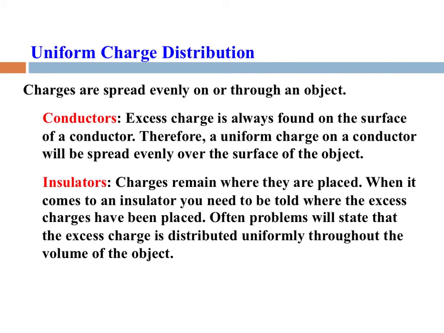Now, we know that for conductors, excess charge is always found on the surface of a conductor. Therefore, uniform charge on a conductor will be spread evenly over the surface of the object. For insulators, charges remain where they are placed. So, when it comes to an insulator, you need to be told where the excess charges have been placed. Often, problems will state that the excess charge is distributed uniformly throughout the volume of the object. So these are a couple of key words we're going to be looking at when we look at problems.